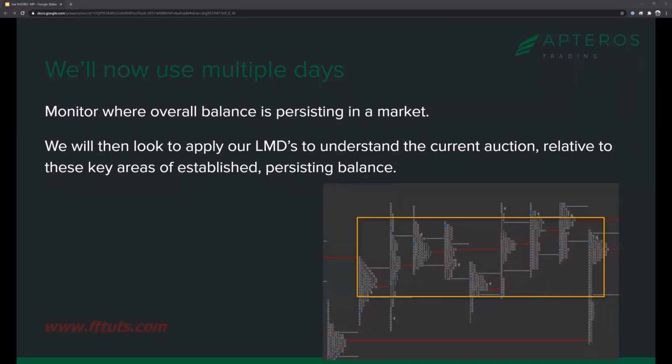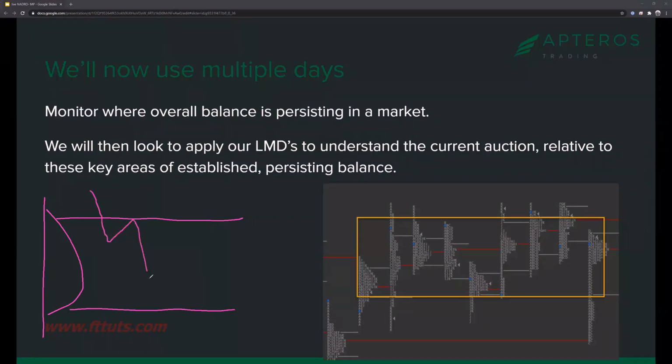So we're now going to use multiple days. Where is balance persisting in a market across time? Then we'll look to apply all our examples so far of, here's law of market dynamic 2 or 3. You've probably had in your head, oh, that's yesterday's profile, and that's today's price action. But the way we're mostly going to look to use this stuff is, when I drew that second law of traversing an area, the way I want you to begin to see it, when I draw that, that's a CVA. That's a multi-day balance, and this is a day coming in and holding back inside and going to the other side.